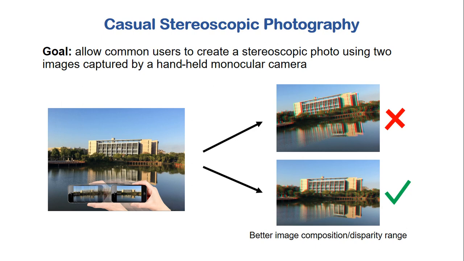As shown in the figure on the left, users first take one image, move the camera horizontally and take the second image. However, the captured image pair can hardly satisfy the stereoscopic geometry constraint, let alone maintaining satisfactory composition and visual comfort.